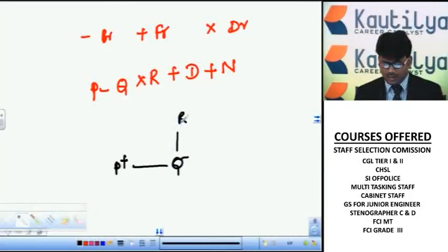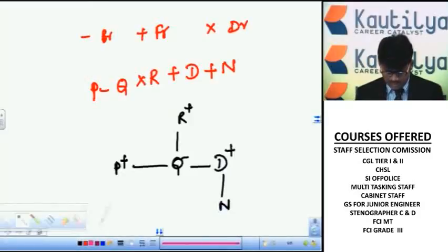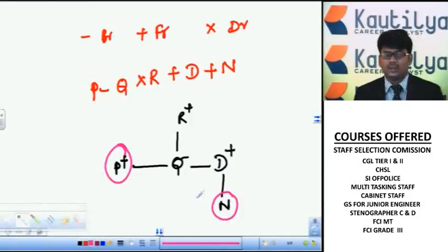Next, R is father of D. R is a plus symbol of D. Next, D is a father of N. D is a plus symbol of N. Then the question is: how is P related to N?